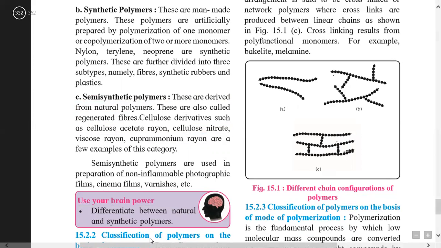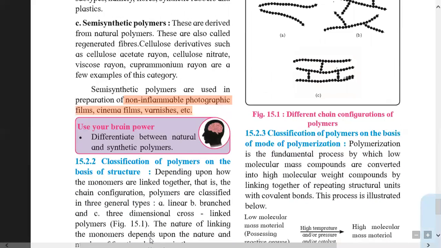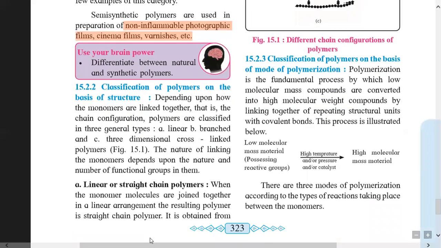These are the examples of semi-synthetic polymers. Then semi-synthetic polymers are used in the preparation of non-inflammable photographic films, cinema films, and varnish. So that is about the first type of polymers. They are the classification on the basis of origin or the source.